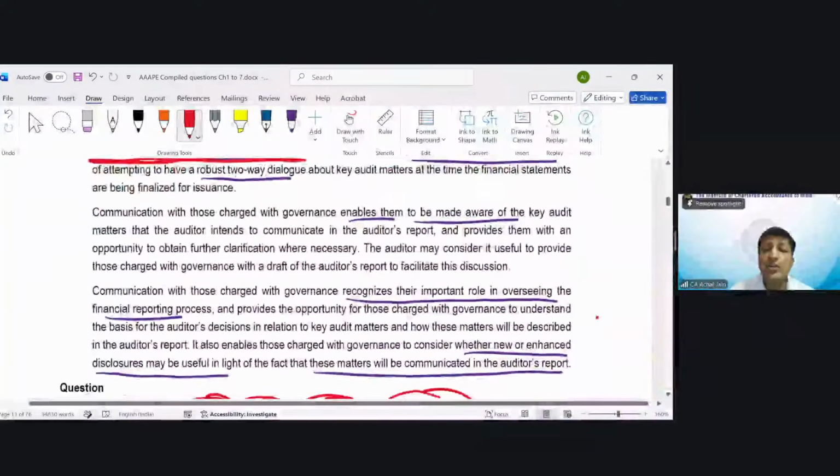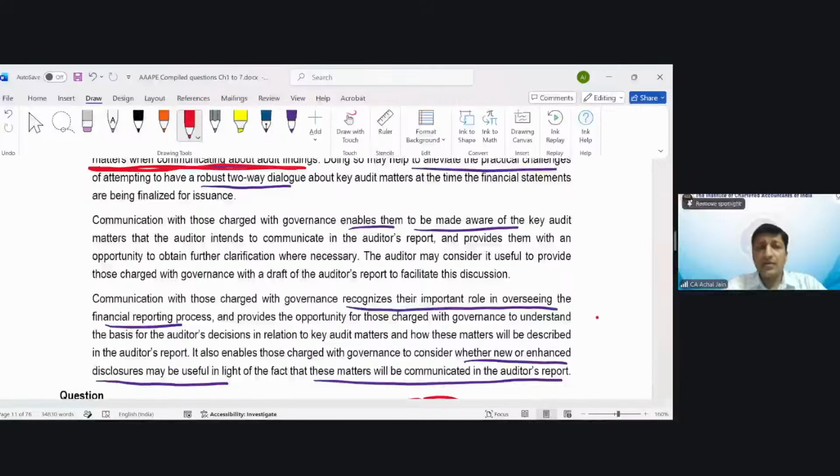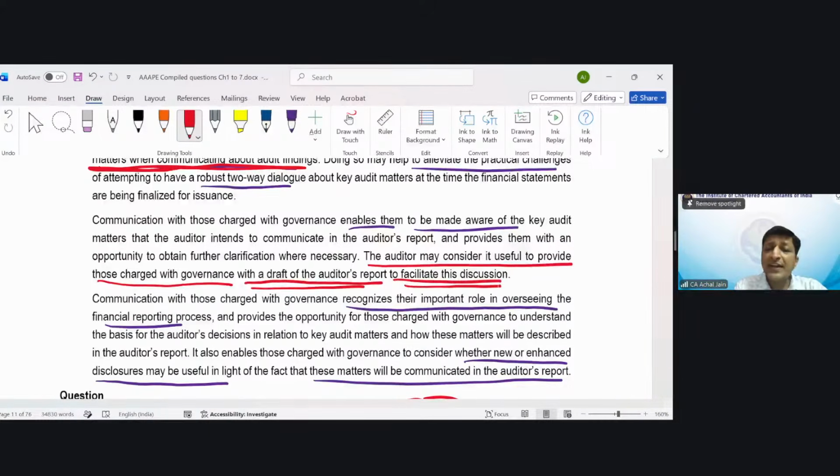Communication with the TCWG enables them to be made aware of the key audit matters that the auditor intends to communicate in the auditor's report and provides them with an opportunity to obtain further clarification where necessary. Auditor may consider it useful to provide TCWG with a draft of the auditor's report to facilitate this discussion.